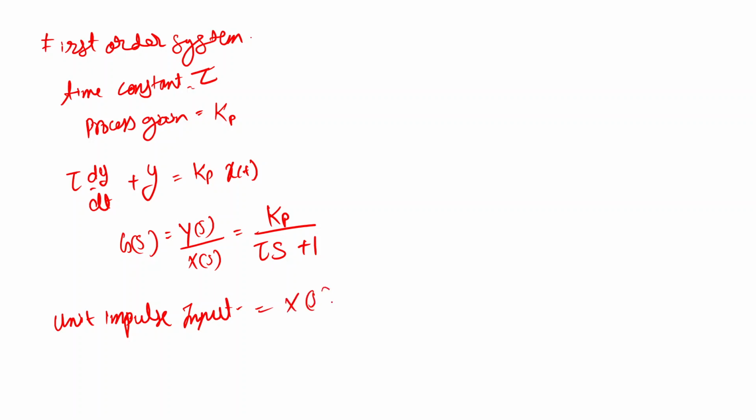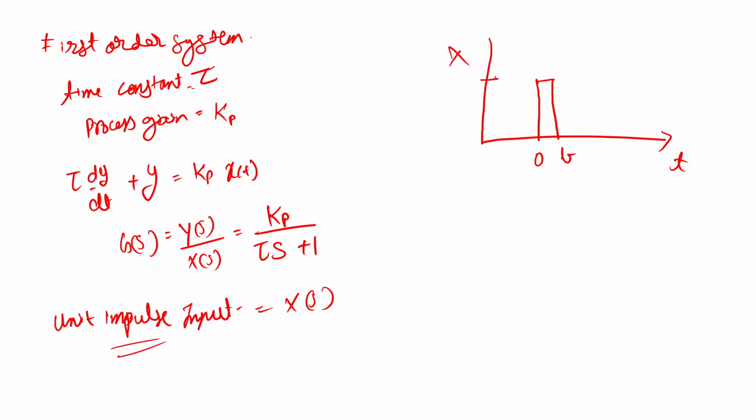So this is our X of s. So by unit impulse input we mean to say that if this is x versus time, the input to the system is of this form, where this is time, let's say 0, b, and the magnitude is, the area will be a, so this will be a upon b. So this is our impulse input.